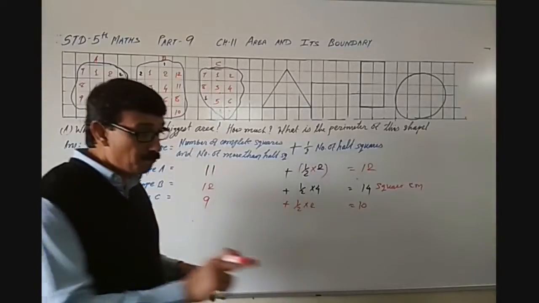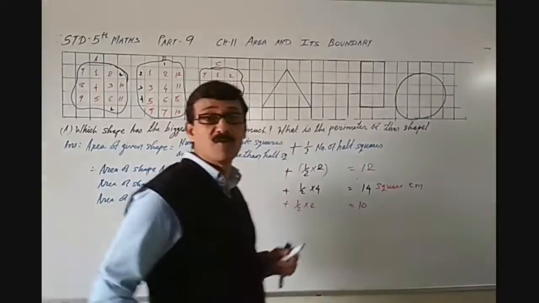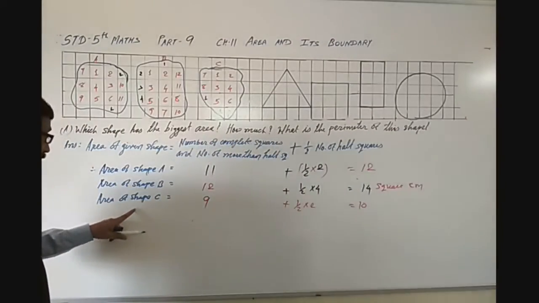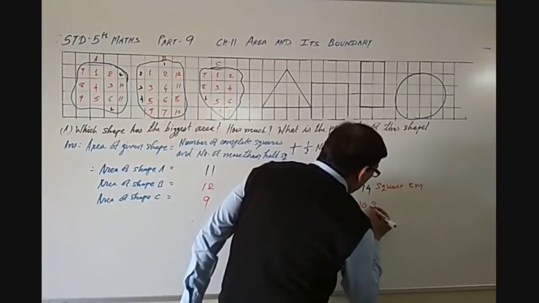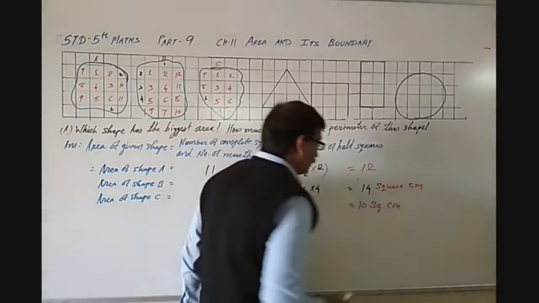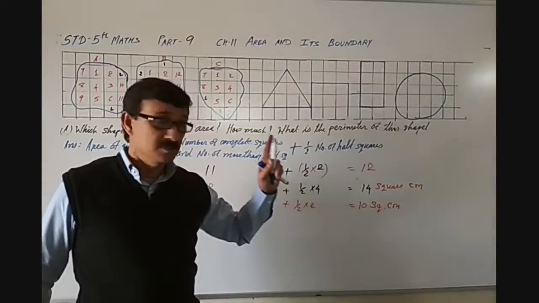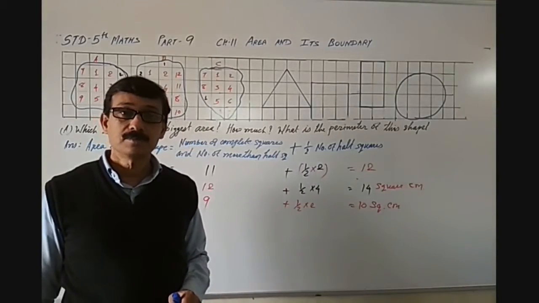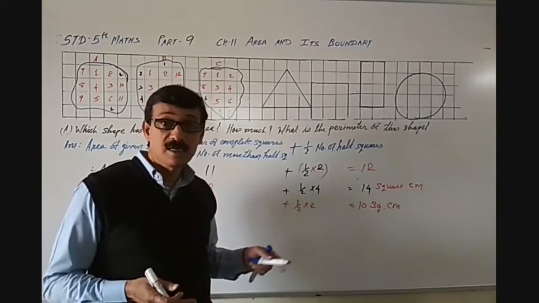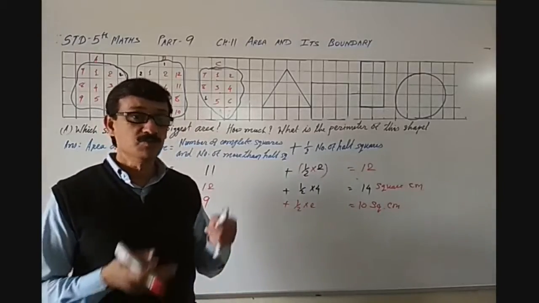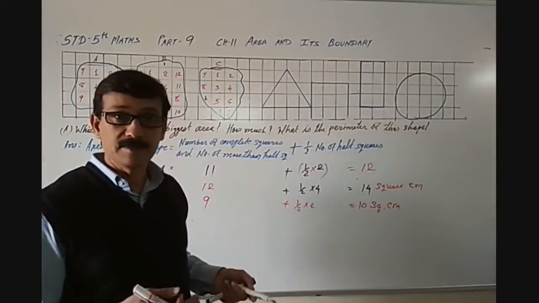Okay. Now question B is there. Which shape has the smallest area? How much? And what is the perimeter of that shape? We can see shape C has the smallest area. Why? Because it is 10 square centimeter. It is 10 square centimeter. And what is the perimeter of shape C? Once again, it is 15 centimeter. Why? Because we made this shape from 15 centimeter long thread, isn't it?